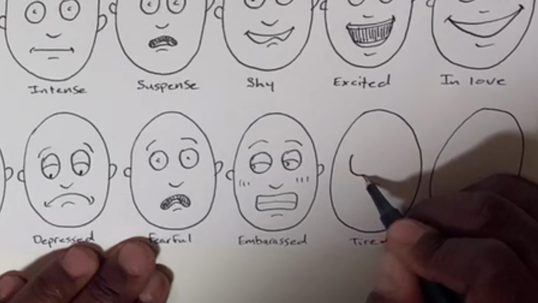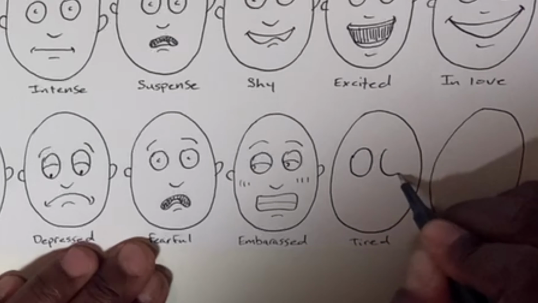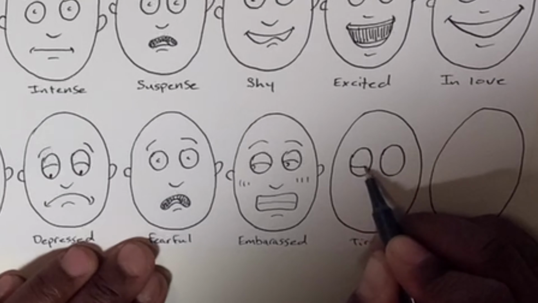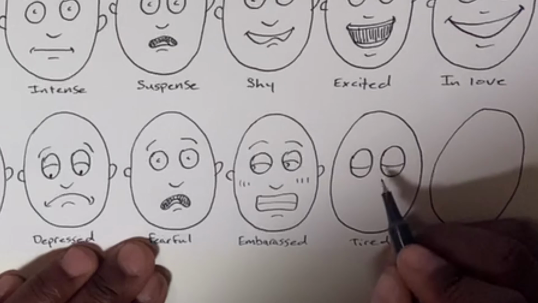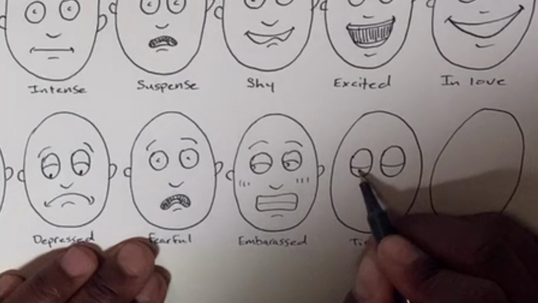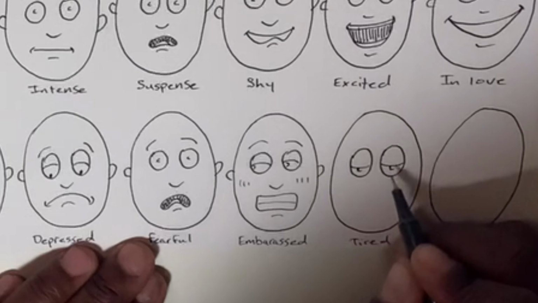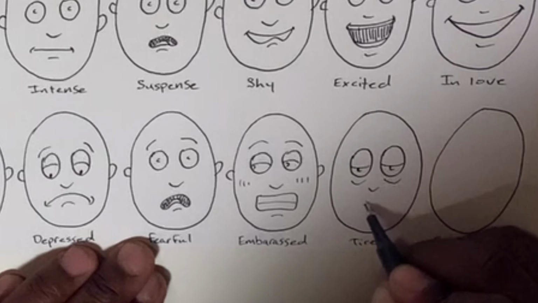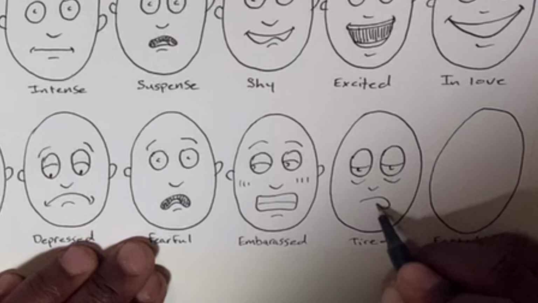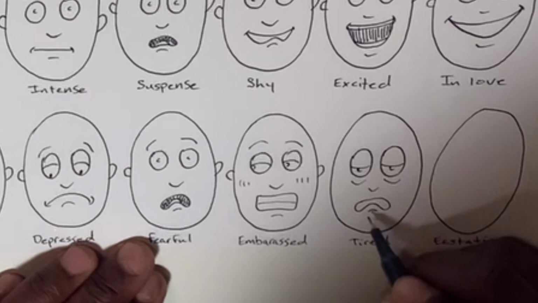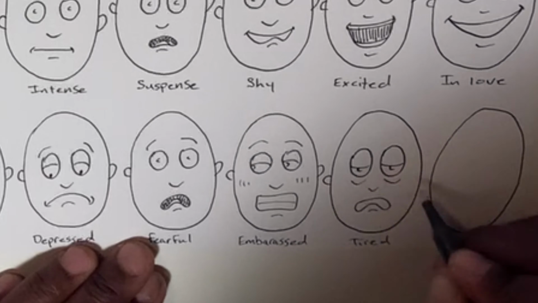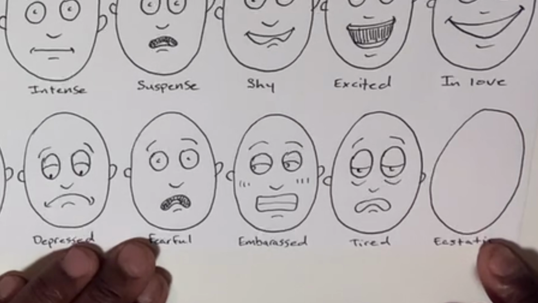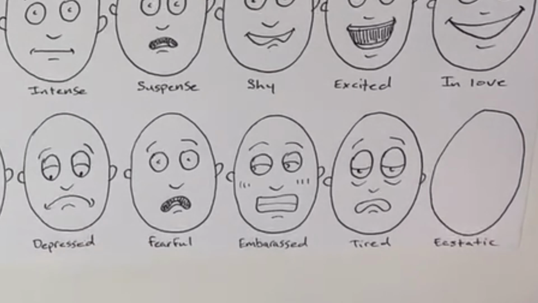Now let's move on to tired. Tired. You definitely can tell from the eyes. Keep the lid of the eye going downward. Some bags under the eye. Ears in there. This guy's tired. He's ready to sleep. He is done for the day.